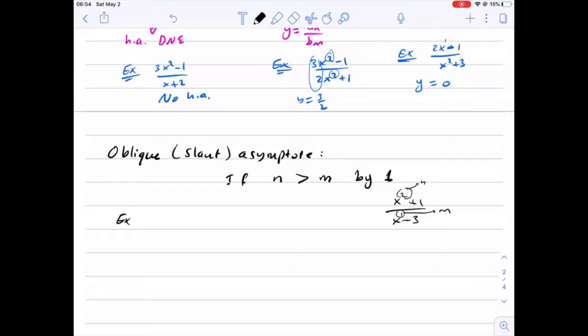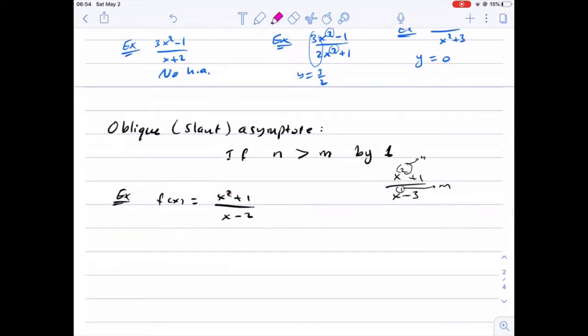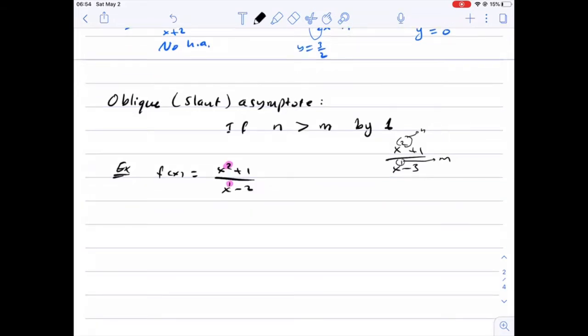Let's take an example. For example, if we have f of x equals (x squared plus 1) over (x minus 2), here, as you can see, the degree of the numerator is 2, the degree of the denominator is 1. So we may have a slant in this case. So what should we do in this case? We do the synthetic division. So what is the 0 of the denominator? It's 2.